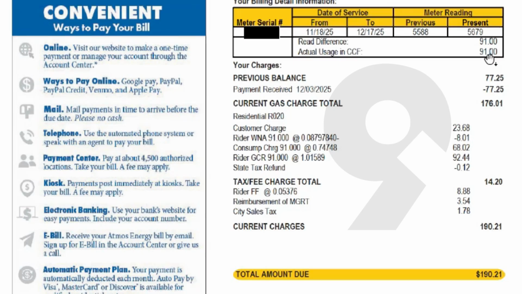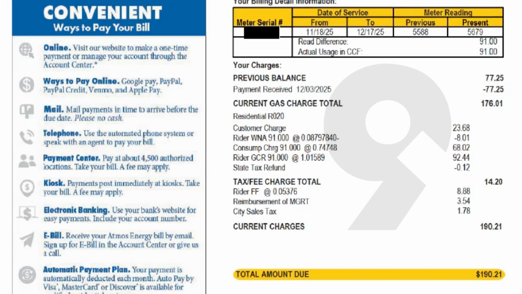So what is a CCF? CCF stands for 100 cubic feet of natural gas. So 1 CCF equals 100 cubic feet of gas. Your meter measures volume, not dollars. The entire bill is built on this number. More CCF used equals more variable charges downstream.